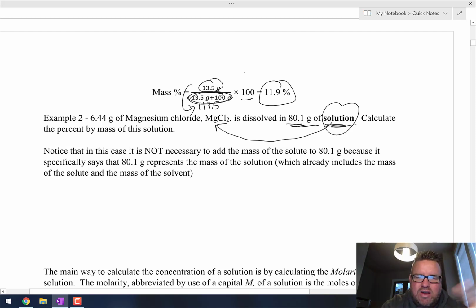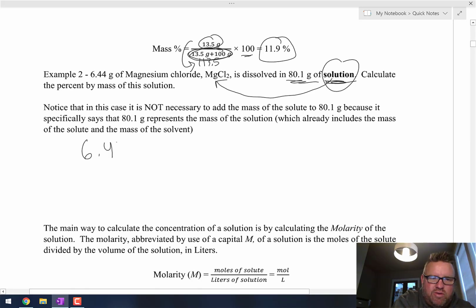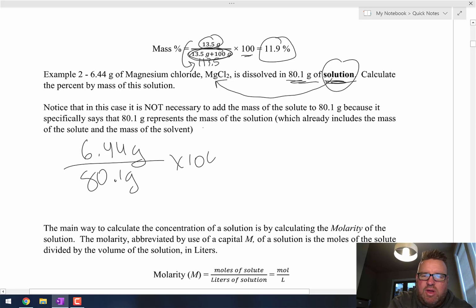So it's not necessary to add the 6.44 grams to the 80.1. And again, it comes back to you reading the problem carefully and making sure, wait a minute, do I have to include that or do I not? So all that I need to do is take 6.44 grams and divide by the 80.1 grams of the solution, and now I'm going to multiply by 100. So basically all that I'm doing when I say solution is I'm trying to make it easier for you. It means that I'm already adding the 6.44 including it with the mass of the solvent.